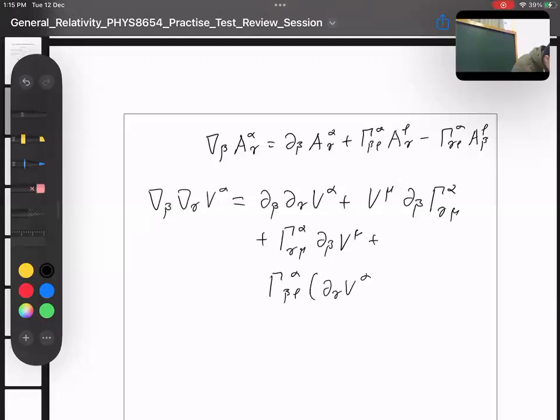Sorry, or v rho actually. Rho. Sorry. Plus this one, rho gamma mu, v mu, and we add another term. Subtract another term, sorry, because this one has a minus sign, so we have to subtract.